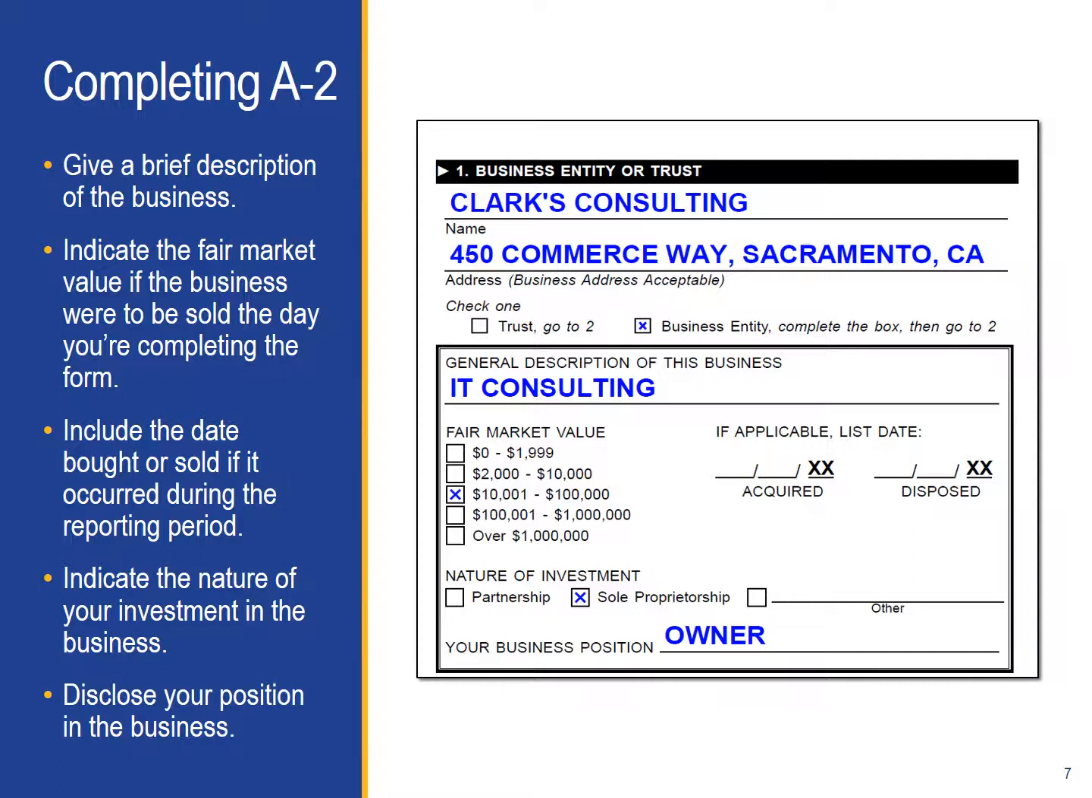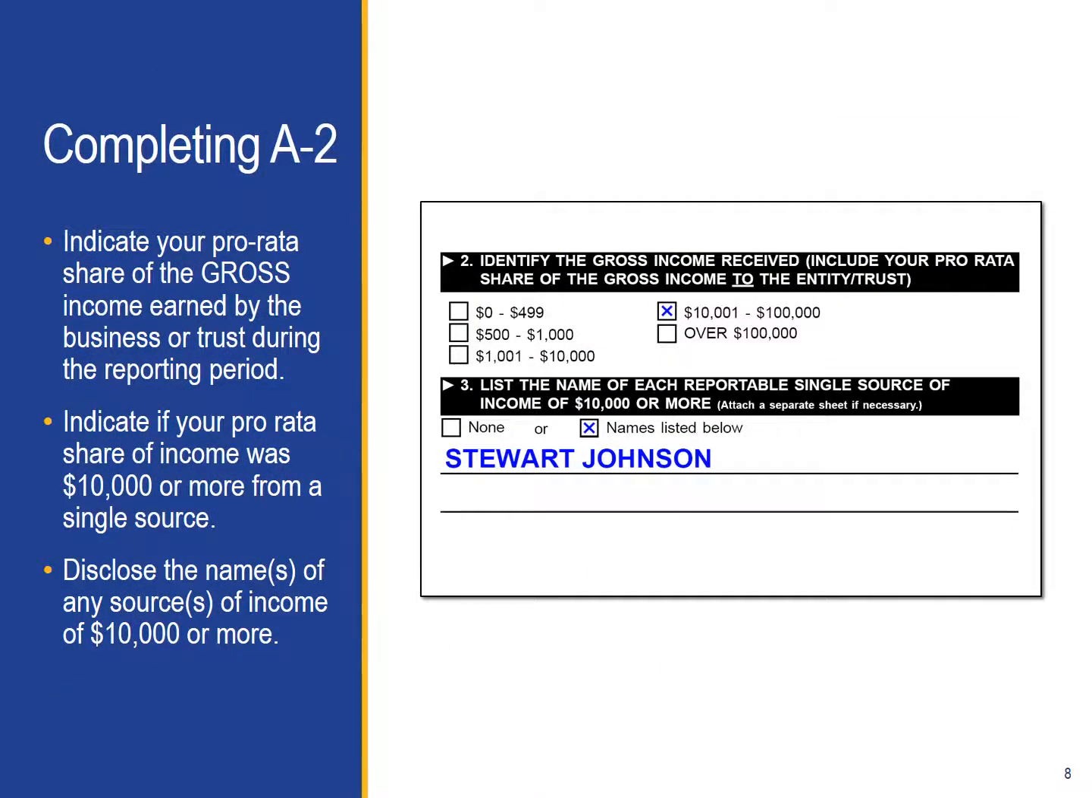Please note that if you bought or sold the business during the reporting period, fill in the dates as indicated. If you own the business at the start of the reporting period and did not sell it during that time, you do not have to enter any dates. If you are reporting a business or a trust, you must complete Section 2 and 3 of Schedule A-2. In Section 2, first you must check the box to indicate your pro rata share of the gross income earned by the business or trust during the reporting period.